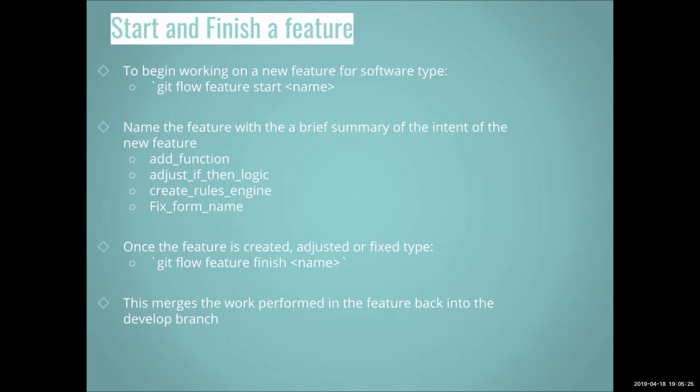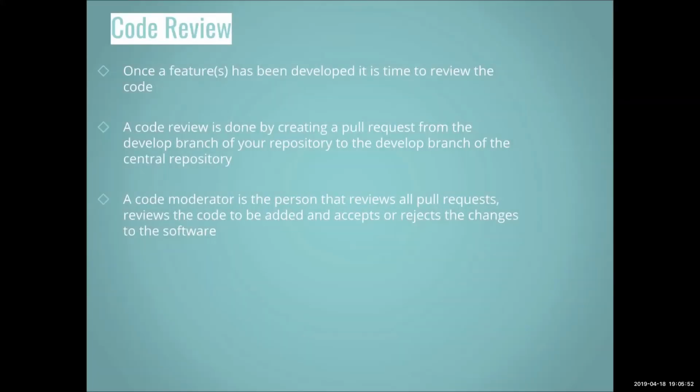You have to use the same name for the feature you're closing, because you could have multiple features going. So if you're finished working on the add function feature, then you would specify the same name to close it. And so this merges the work performed on that feature back into your develop branch, and then you're ready to do a pull request in GitHub or Bitbucket to start a review process of that software.